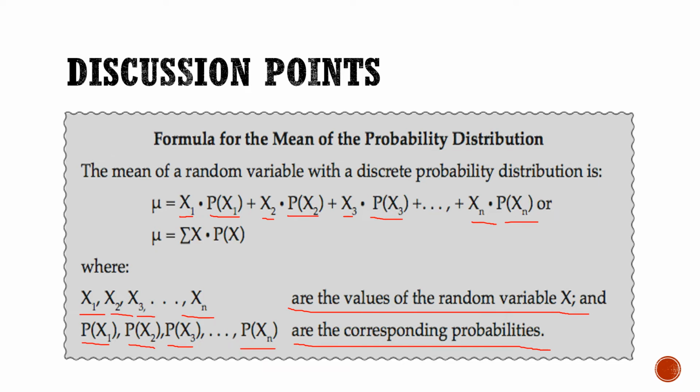Now, we just simply get the total of these products of these values of the random variable to their corresponding probabilities. So whatever the total or sum of these products between your random variable x and their corresponding probability, that will be the value of the mean of the probability distribution.